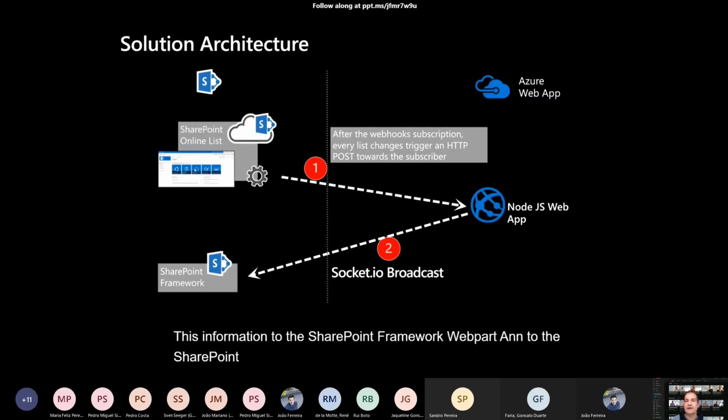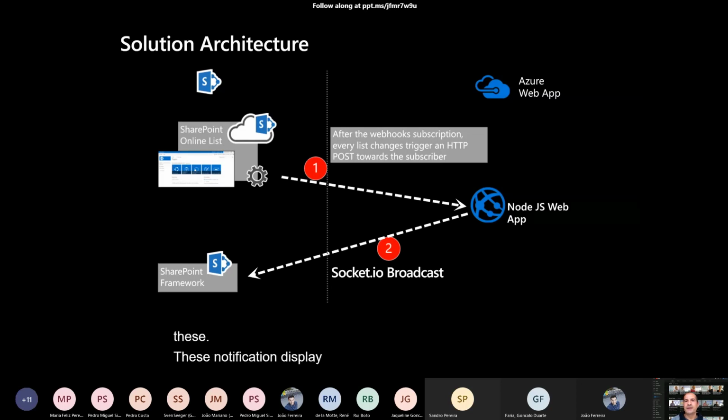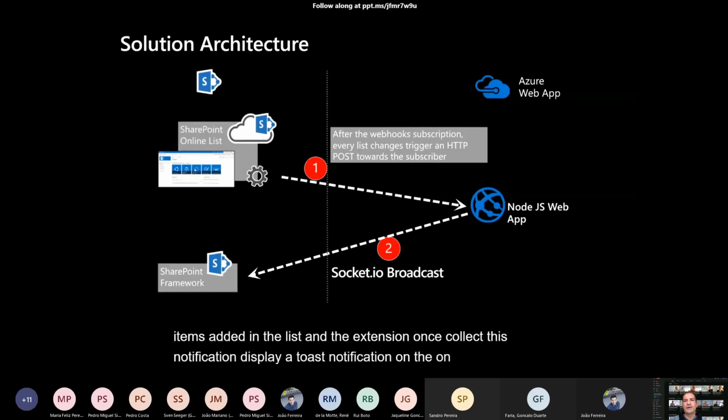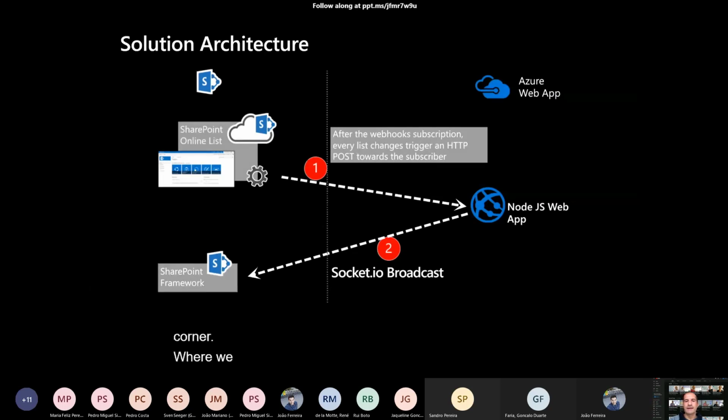The web part, when it gets this notification, displays a button with the number of how many items were added in the list, and the extension, once it collects this notification, displays a toast notification on the top right corner, where we have a short description and then a link.